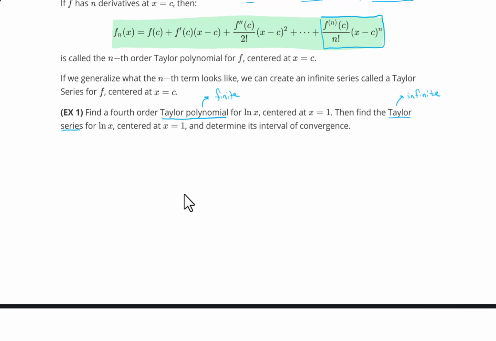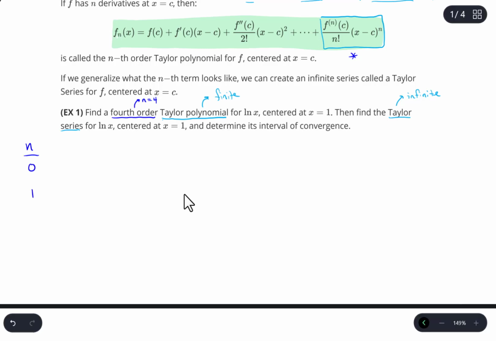Okay, so as I mentioned, I like to focus on this formula here, the nth term, and come up with first the coefficient on that, and then multiply by the polynomial part in the end. So I'll set up a table. We're looking for a fourth order approximation, so that's going to be where n goes up to 4. So I'm going to start my table going from 0, 1, 2, 3, and 4. Then the first thing I'm going to do is come up with the nth derivatives of each of those.